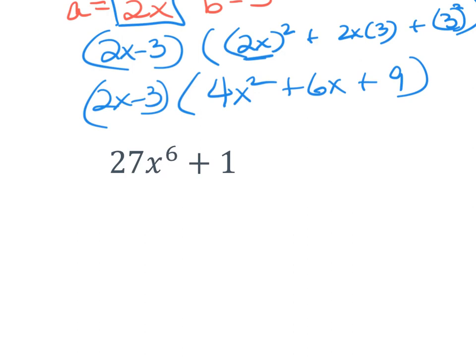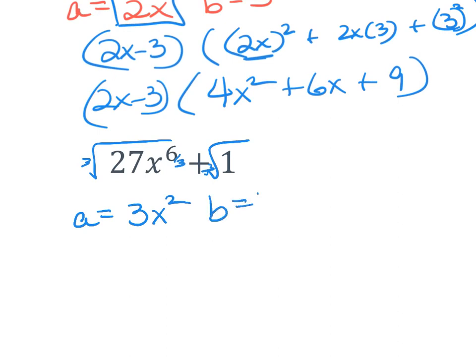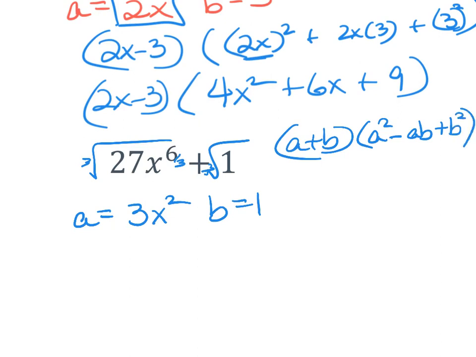Okay? So again, when I cube root this, I'm going to divide that exponent by 3. So my a value here is going to become 3x squared, because 6 divided by 3 is 2. Okay? And then the cube root of 1 is 1. And now I'll put it into the pattern. Now this is the sum. So again, remember the pattern here. Same sign, opposite sign, still a times b, and then the last one is always positive.